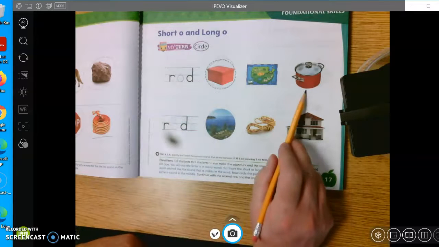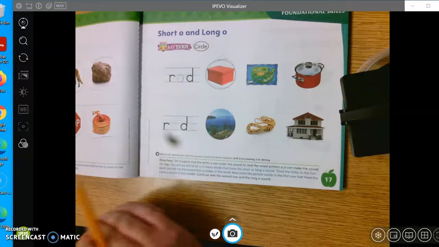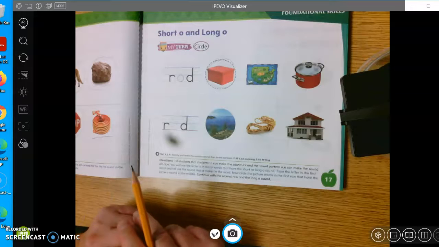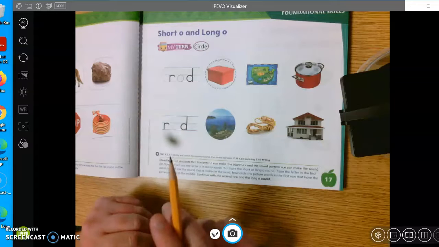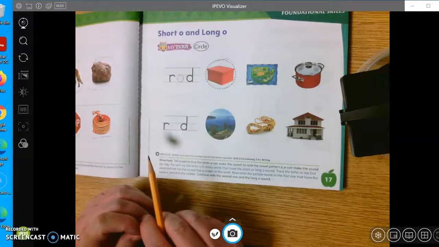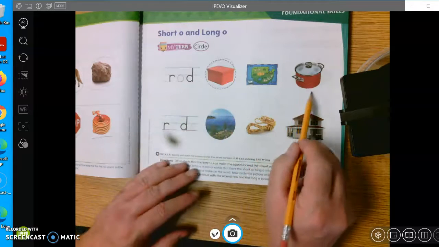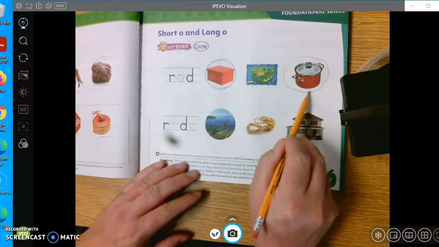Okay? Here's the last one. What is that? That is a pot. Okay? Now let's go ahead and segment, or take apart, the sounds in that word. P, o, t. Did you hear that O sound? There it was. P, o, t. And it is the short O sound, just like rod, pot, pot. Circling that one. Very good.